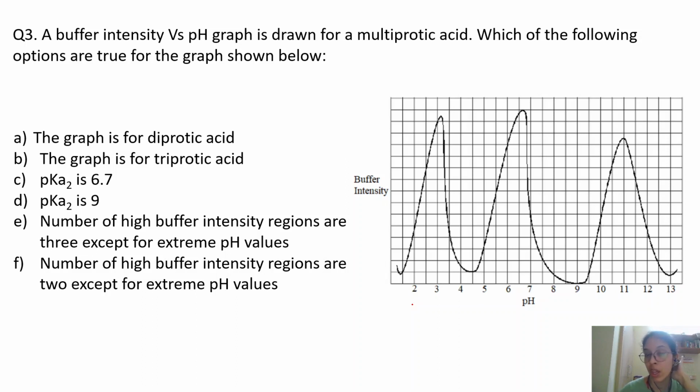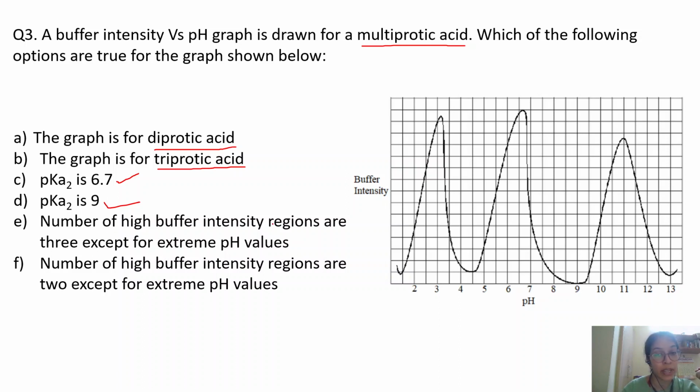Okay. The question is written for a multiprotic acid, and these are the various options. By looking at these, you have to tell which of the following options is correct. The graph is for a diprotic acid or it is for a triprotic acid. What about the pKa2 value? pKa2 means one H is already donated. We are talking about the donation of the second H.